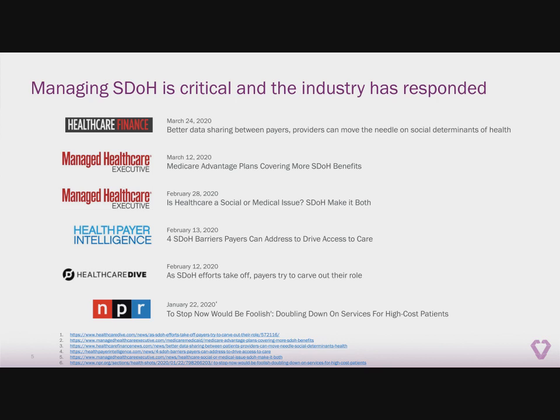So that's just a high-level, qualitative setup. Now I'm going to turn it over to Krupa to dig into more of the numbers behind why social determinants of health are so important.